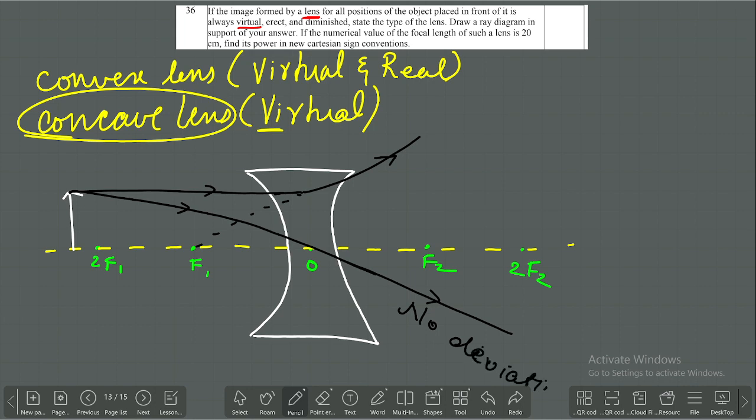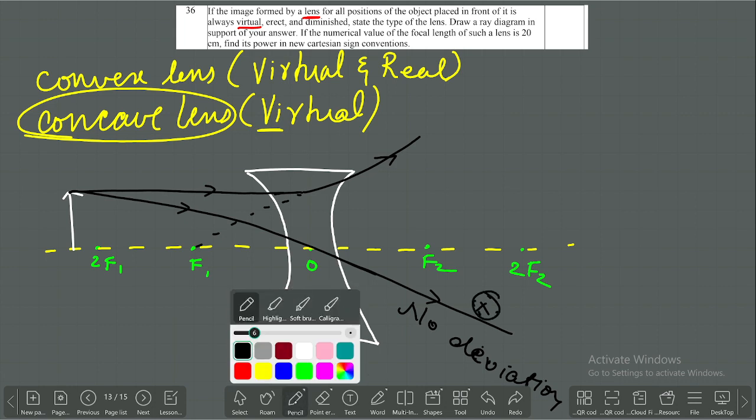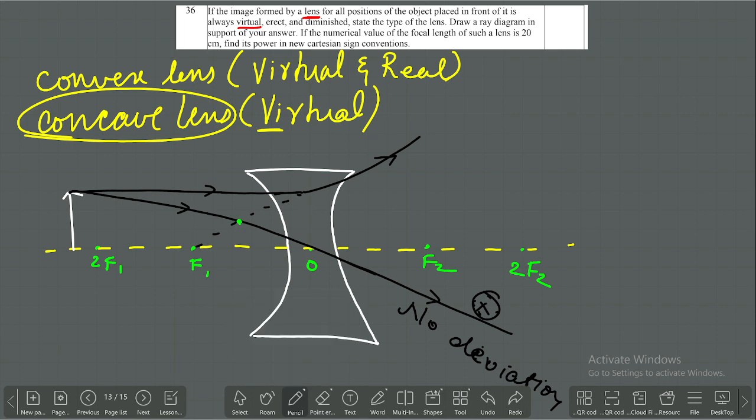So no deviation will take place over here. The point where the two refracted rays are meeting, in that point you are going to keep a dot and then draw the image over there. Look at it, the two rays appear to meet, so the nature of the image you are going to get is called virtual. This is what the question also said, always virtual, erect.